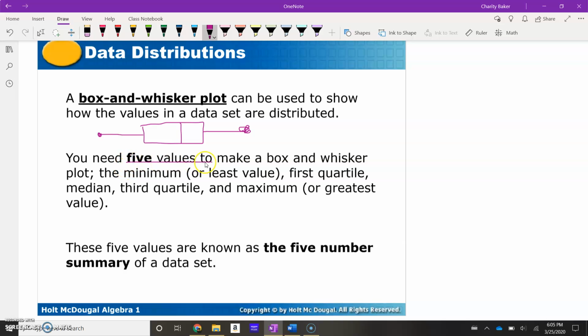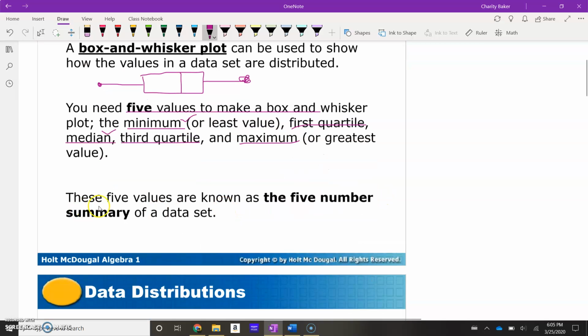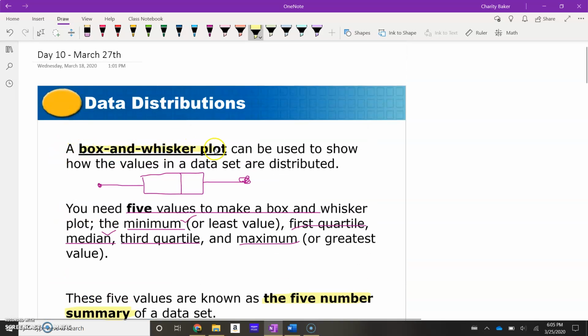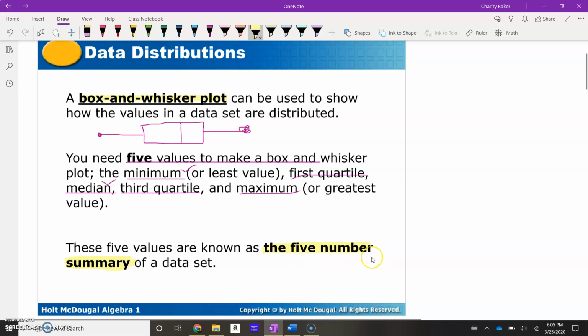So you need 5 values to make a box and whisker plot. You need the minimum, which you already understand what that word means. The first quartile, which we're going to learn about. The median, and you already know median. And the third quartile, and the maximum, the biggest number. And you already know those. These 5 values are known as the 5-number summary. Before we can even make the box and whisker plot, we need to know what these 5 numbers are so that we can graph them and make the boxes and the whiskers.